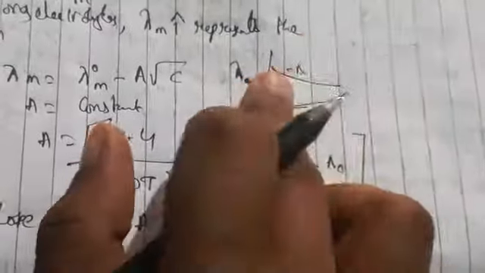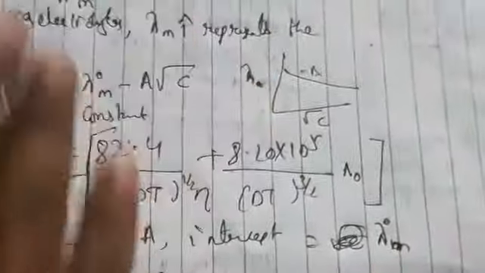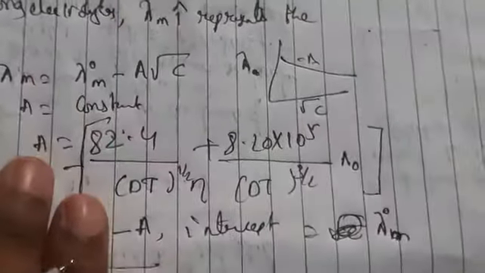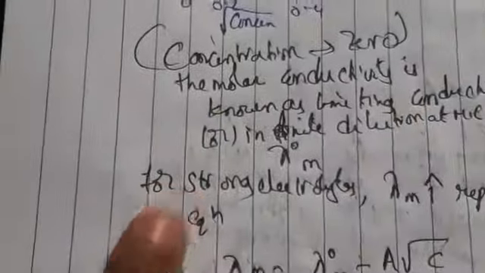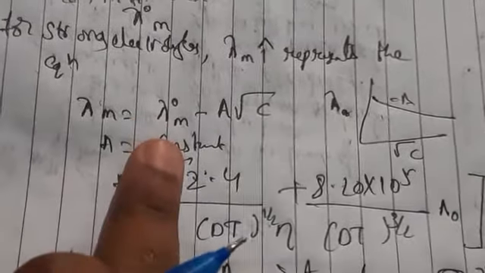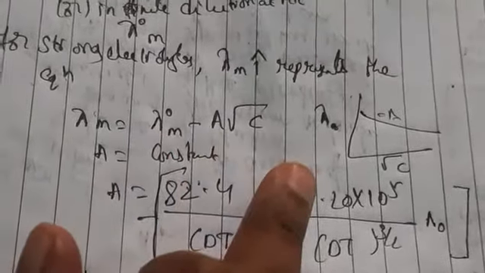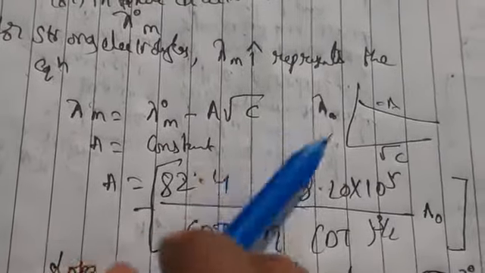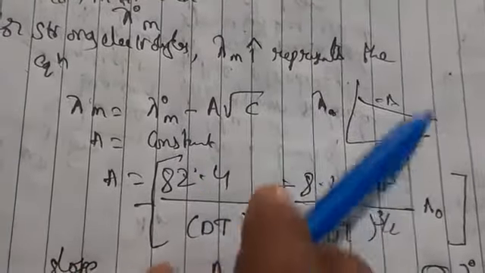Means at zero concentration only, we are plotting the extrapolated graph. So this can all be explained on the basis of the Kohlrausch law. Now we are going to discuss strong electrolytes. For strong electrolytes, what happens here? Molar conductivity increases, represented by the equation lambda m equals lambda naught minus A root C. The graph will give a straight line.